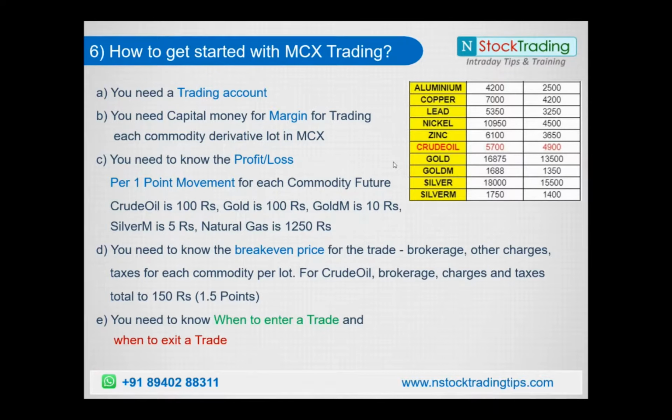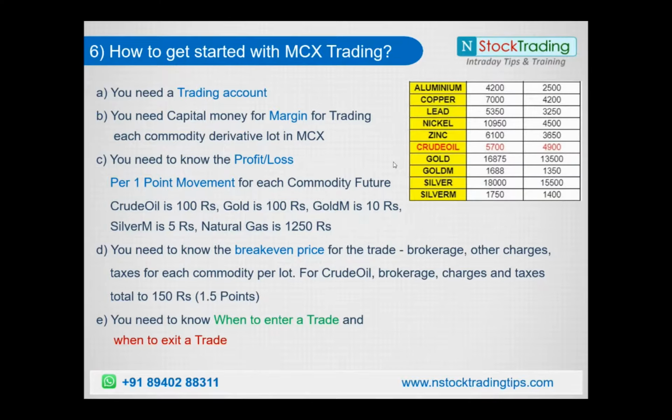It's a controlled environment where you know the possible price movement. For crude oil, 5 points will give me 500 rupees. Or in the case of natural gas, 5 points will give me about 6,250 rupees. So you should be aware of the profit and loss per 1 point movement. So this is 1 point.